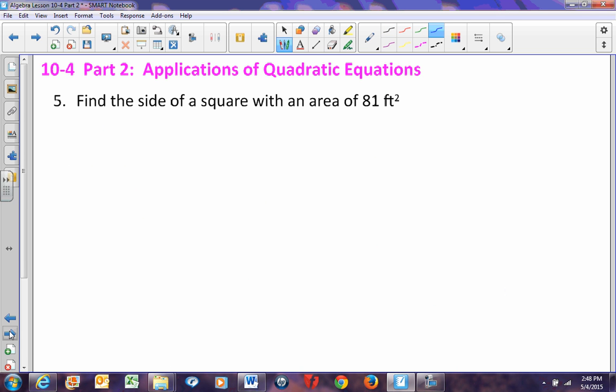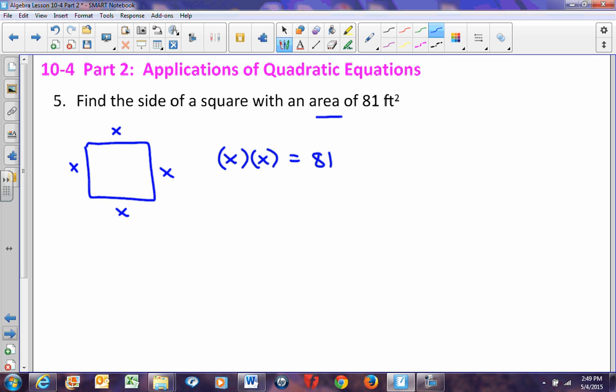Find the side of a square with an area of 81 square feet. Okay, it's a square, so let's draw a square. There's a square. What do we know about squares? We know that all sides are equal. So this is x, this is x, this is x, that's x. Okay? So area means length times width, or side times side. In this case, x times x equals 81.